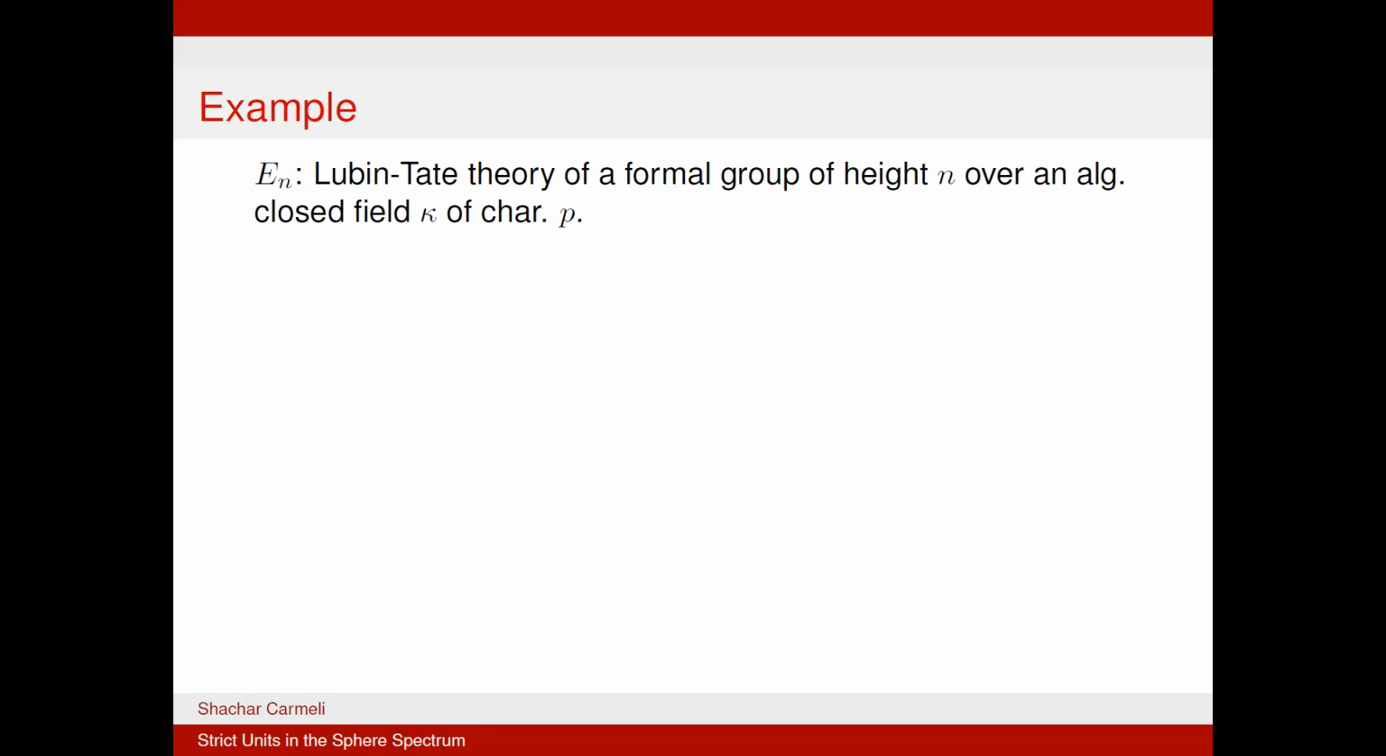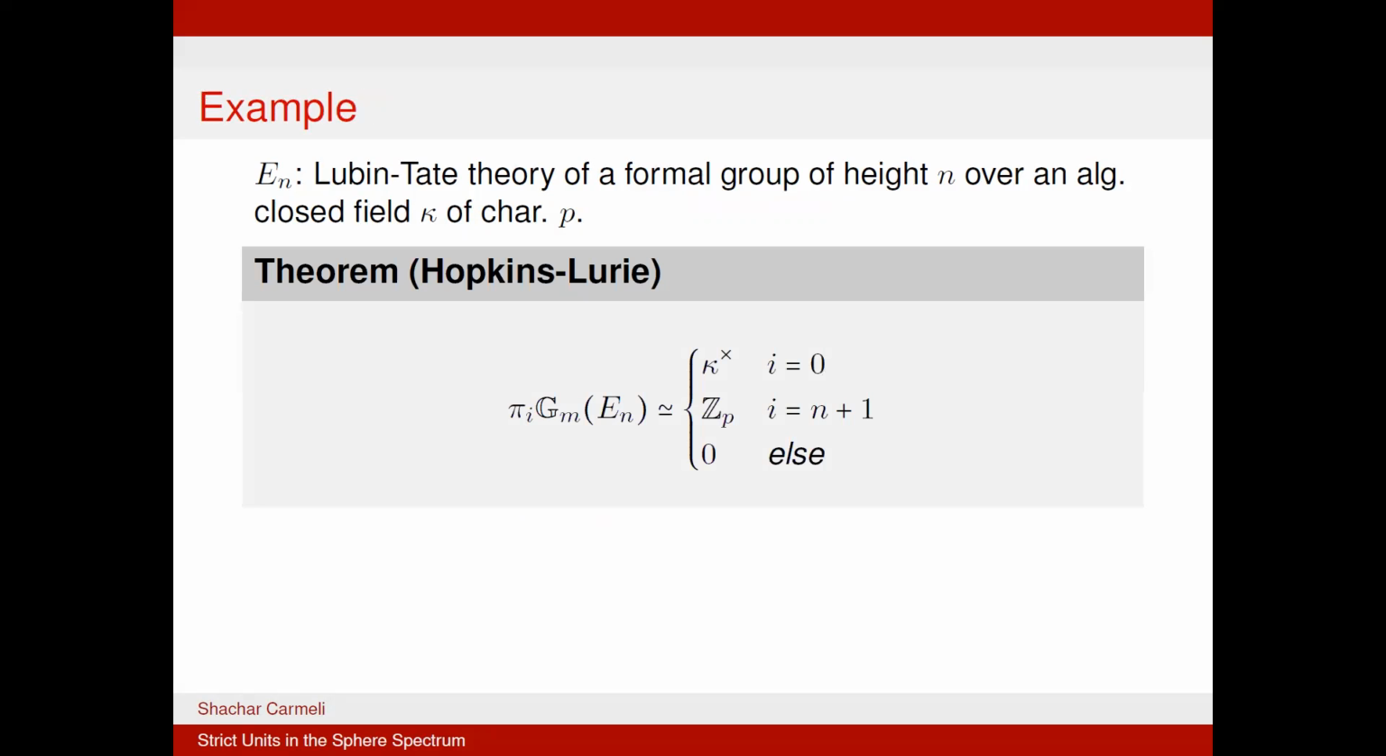So if En is a Lubin-Tate theory of a formal group of height n over an algebraically closed field kappa of characteristic p, so for every number n and every formal group of height n over such a field, there is a theory called En, the Lubin-Tate theory. It is a very classical object. I will not discuss it too much. But the homotopy groups of GM of En are computed as follows.